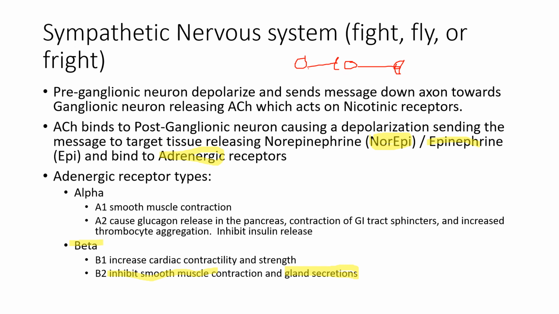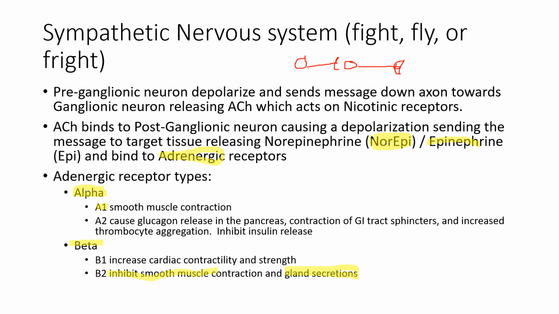Now I talk about the beta first because it shows you more of the sympathetic, but you also have alpha receptors. And alpha receptors do work on smooth muscle. A1, for instance, causes some smooth muscles to contract. So the smooth muscle in your periphery usually contract, pulling blood away from the skin into the organs inside the body.